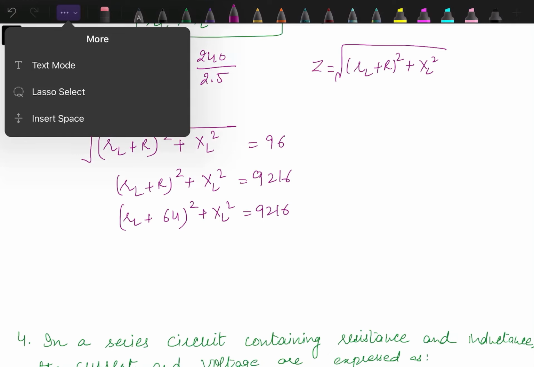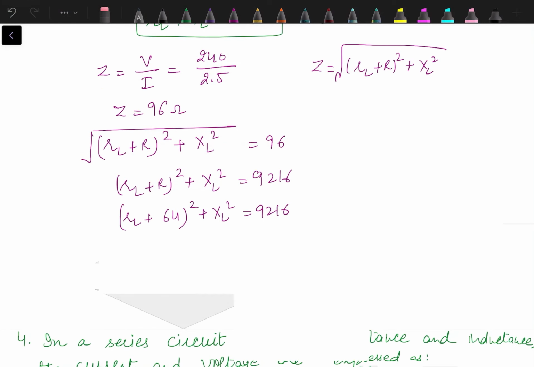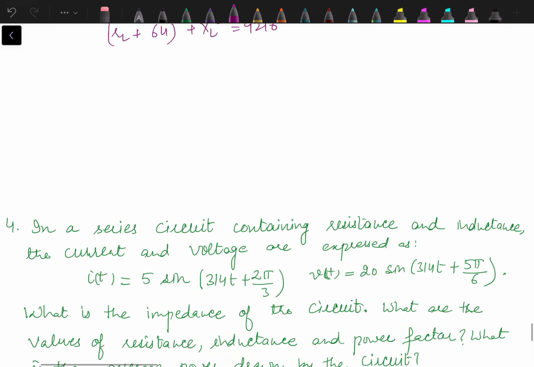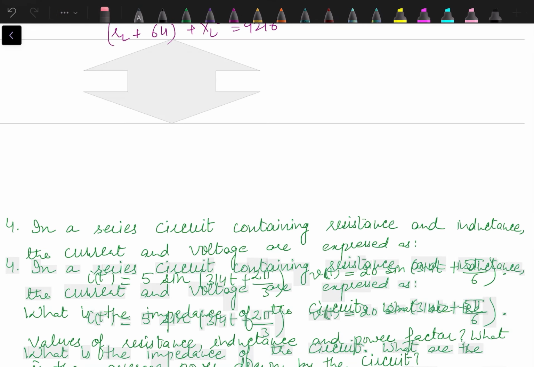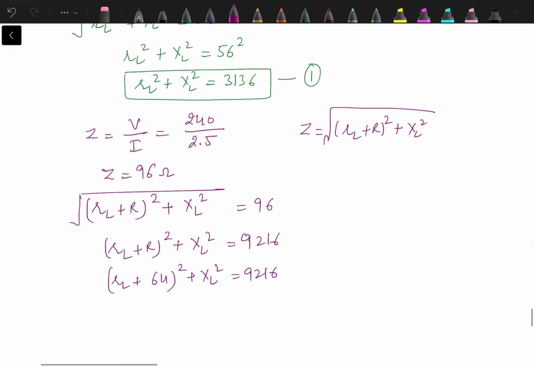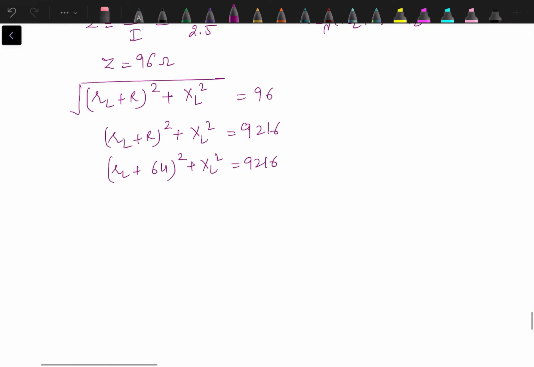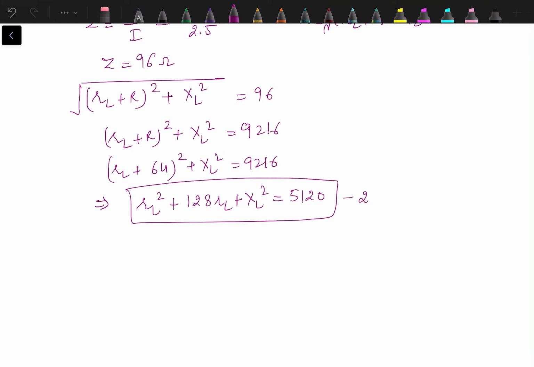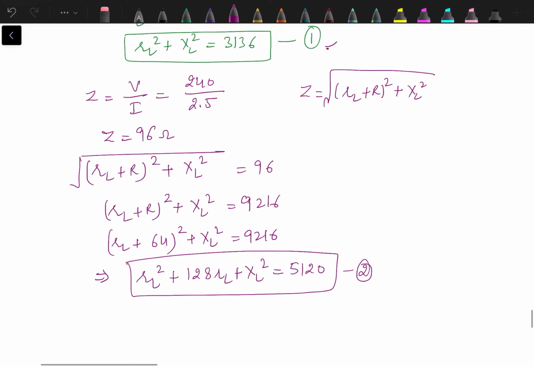then we can obtain the second equation, which will have again the same unknowns as equation 1. Now when we solve this equation, the simplified equation will be RL square plus 120 RL plus XL square is equal to 5120. So this one is our second equation, and this was our first equation.